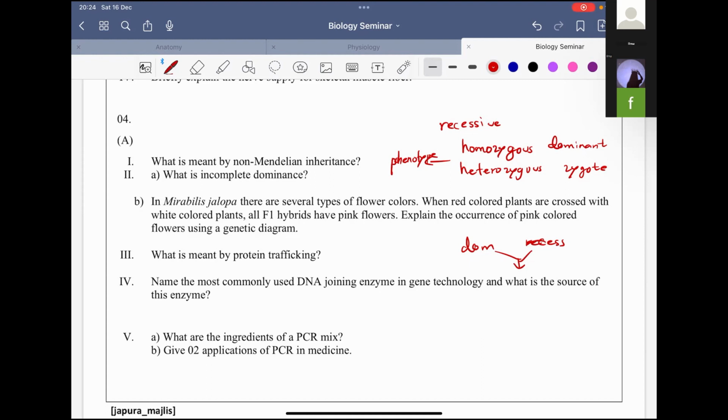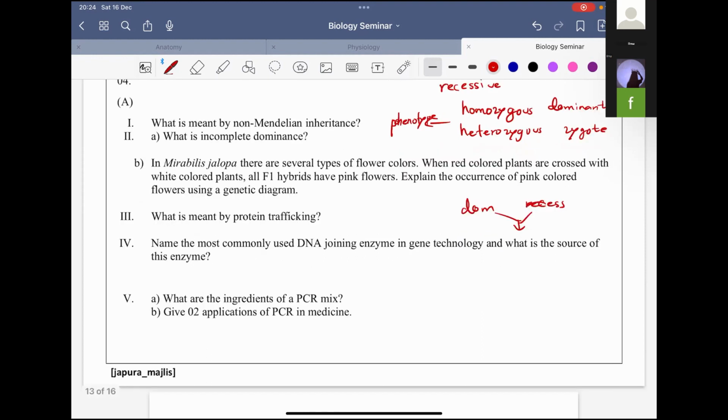There is a very famous example of incomplete dominance, that is Mirabilis jalapa, or the 4 o'clock plant. There are several types of flower colors in this plant. The next question is about that. In Mirabilis jalapa, there are several types of flower colors. When red colored plants are crossed with white colored plants, all F1 hybrids have pink flowers. Explain the occurrence of pink colored flowers using a genetic diagram.